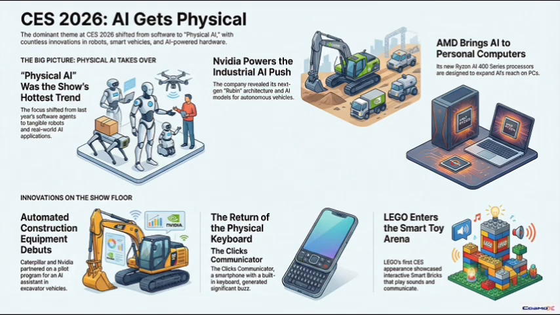NVIDIA wants to be the Android for generalist robots. The operating system for all physical things. Pretty much. That's why they showed off the Alpamayo family of models. It's open source and built specifically for things like autonomous vehicles.